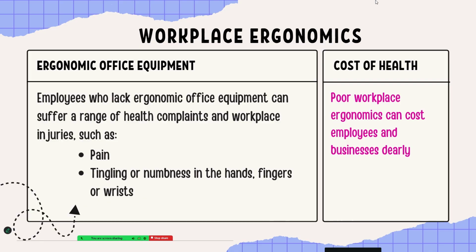Thankfully, it's 2025 and we have come a long way in the study of ergonomics and how to make employees more productive. There is now various ergonomic office equipment available. Employees who lack ergonomic office equipment can suffer a range of health complaints and workplace injuries, such as pain, tingling or numbness in the hands, fingers, or wrists. The cost of health is that poor workplace ergonomics can cost employees and businesses dearly.